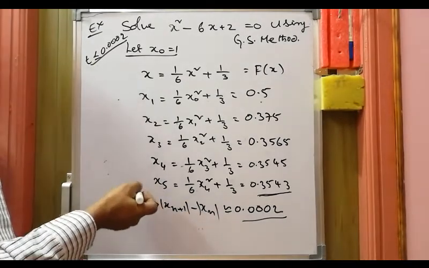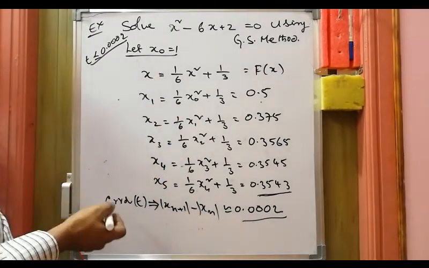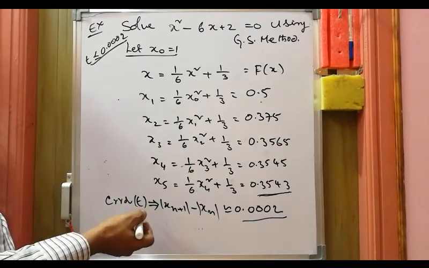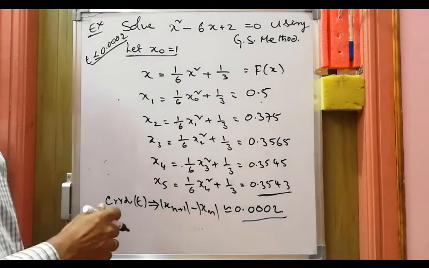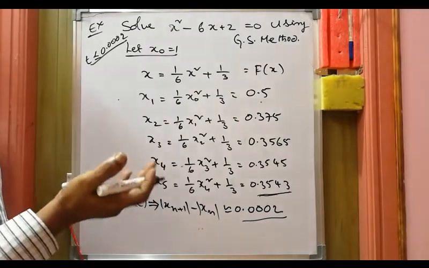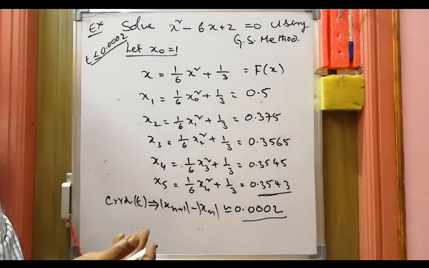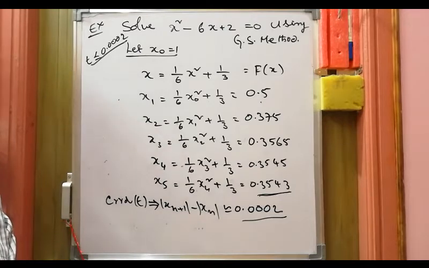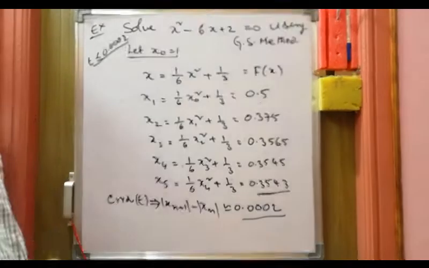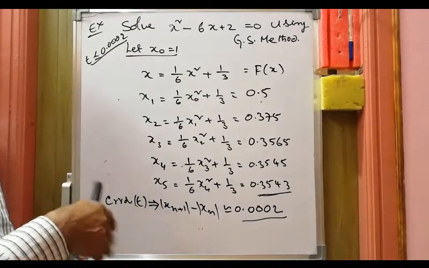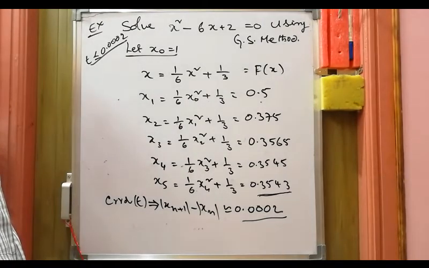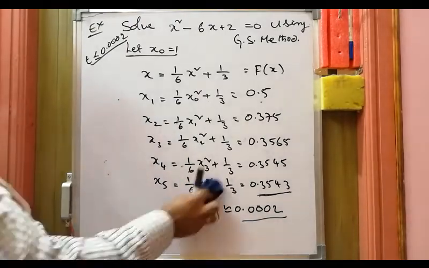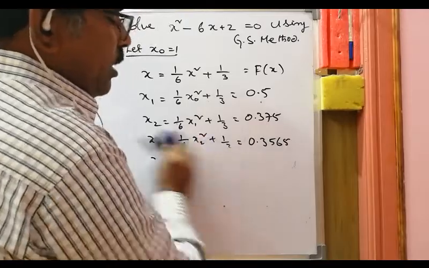That means how many iterations are taken here? 5 iterations with an initial guess of 1. Suppose if guess value is a worst guess, then you may not end up with 4 or 5 iterations. Okay, so this is what is the procedure to be adopted using Gauss-Seidel method. So similarly, we will be applying even for our power system solution.